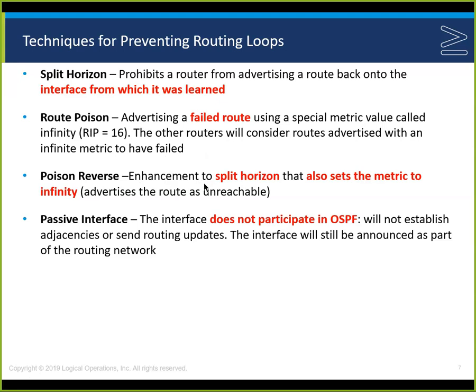Poison reverse is an enhancement of split horizon that sets the metric to infinity and advertises the route as unreachable. What poison reverse actually does is we use the route poison, but it allows us to violate the split horizon rule. And a passive interface just simply says don't play in the game.